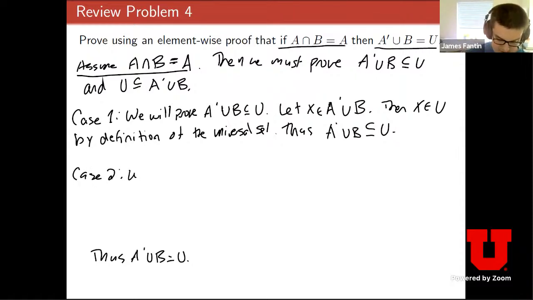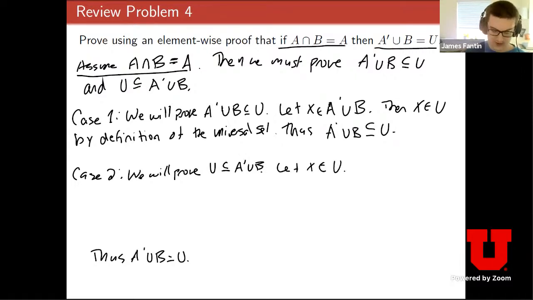So case 2 will prove that the universal set is a subset of A complement union B. We start off the same way. Let X be an element of the universal set. Does anyone have any idea what we can do here? Or is there a way we can break this up into more cases that we could look at?